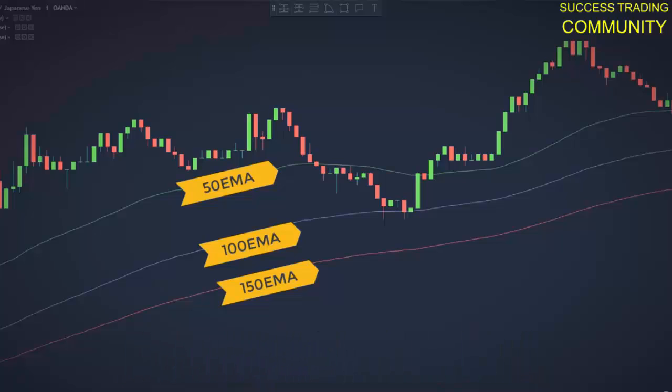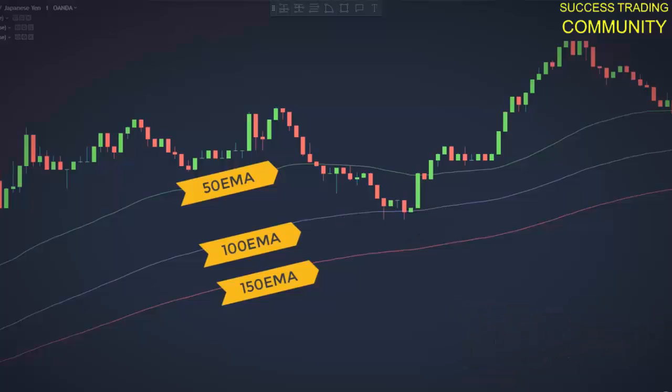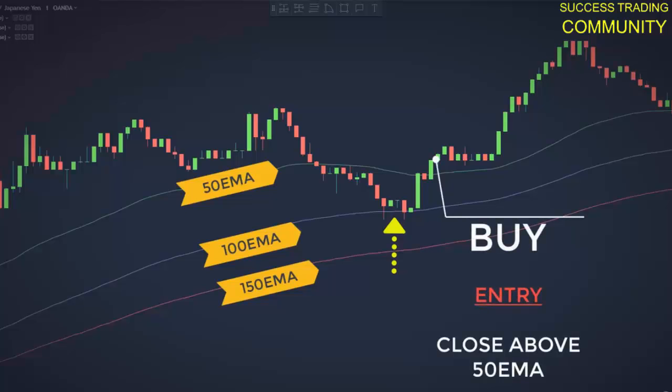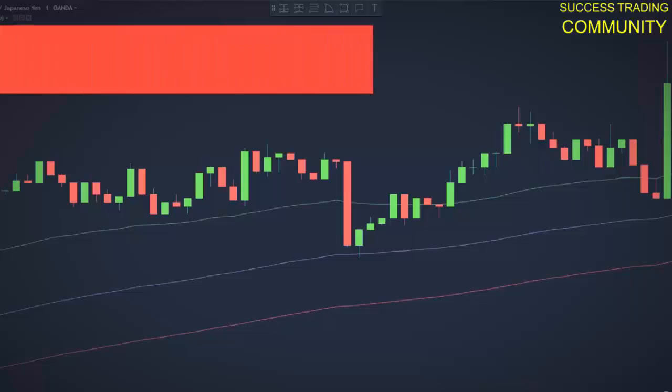The second step involves waiting for the market to pull back to test either the 50 or the 100 period EMA. Price can close beyond the 50 period EMA, but you generally don't want the price to close beyond the 100 period EMA or be near the 150 EMA. Once the price tests either of the moving averages, we need price confirmation. The entry is triggered when the price closes back in the direction of the current trend beyond the 50 period EMA.